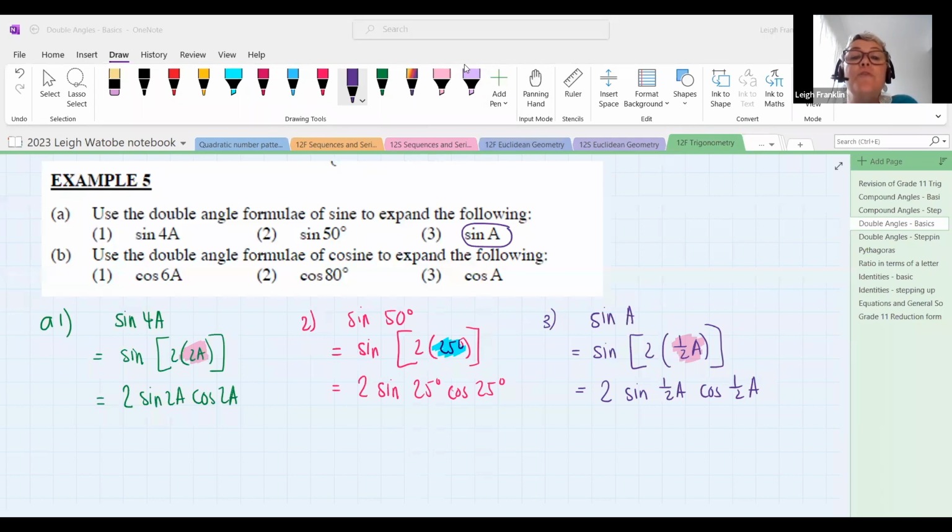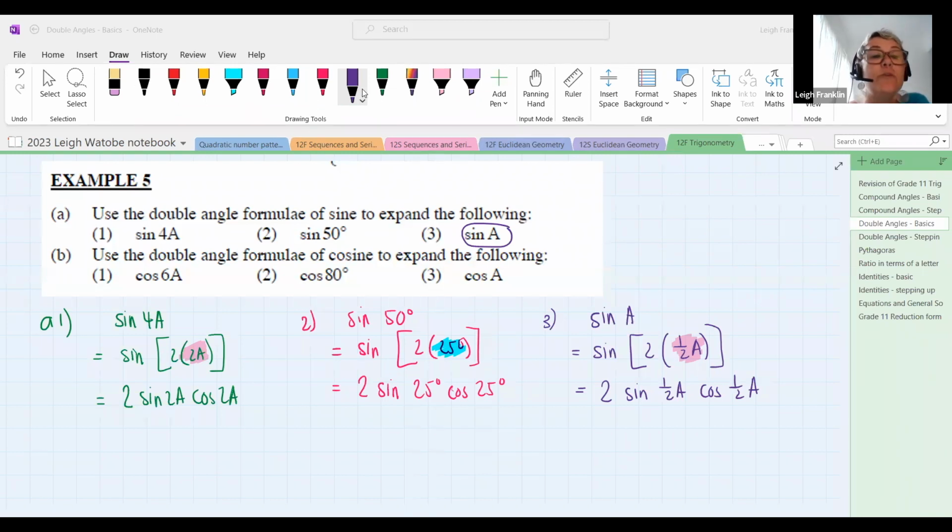Okay, good. A lot of you said it's double half. Very nice, well done. So that's an important one to remember. This comes up in questions that are slightly more challenging. All right, let's have a look at the cosine double angles.